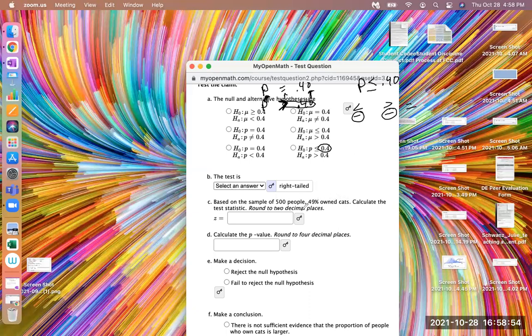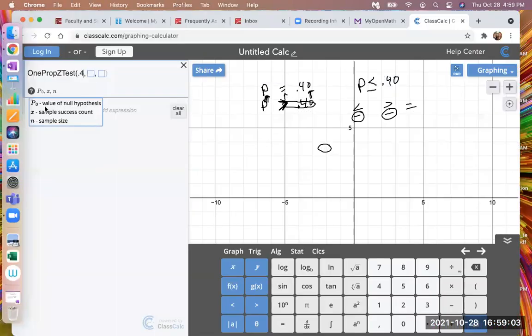So what is, I'm sorry? So you are putting it into the calculator, or? Yes, I'm trying to put all the information in the calculator. And it said, put the value from the null hypothesis. So I did. Got it, okay. And then it said, put the X sample success count. So what do I put for that?